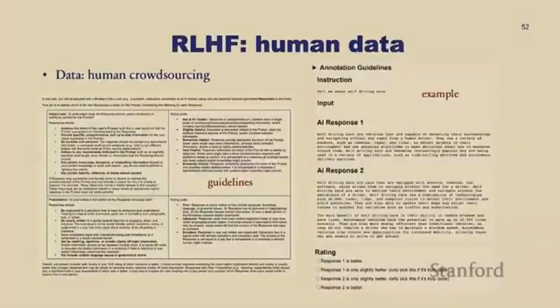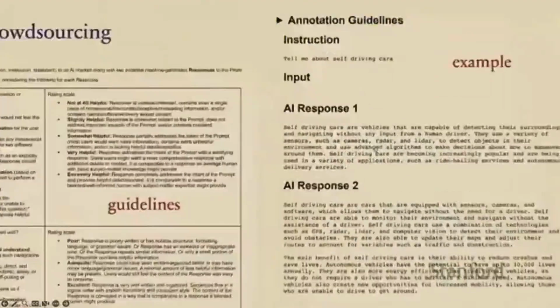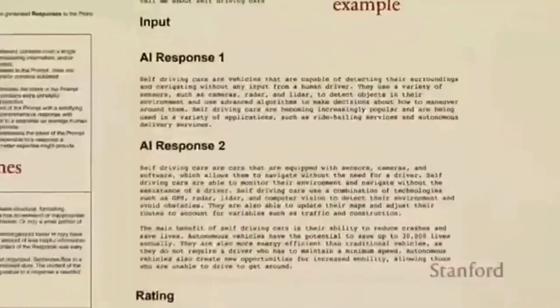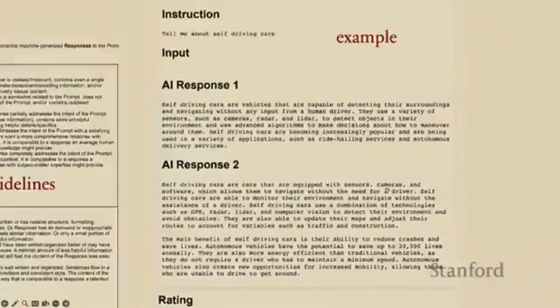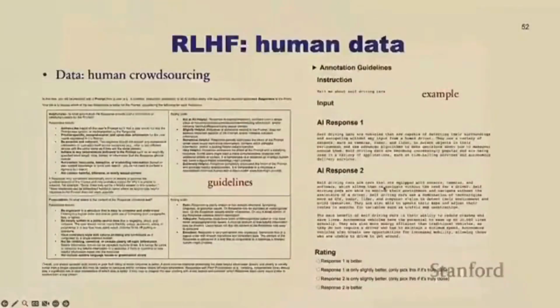Data: the way that you collect that type of data, the first idea is just to use humans, as we already talked about. The guidelines are very complicated for what humans should be labeling, and it's really not that easy. And actually, if you ever do some of the labeling, you will see that it's extremely complicated. If I zoom into this, here I have a question: tell me about self-driving cars. And you read both. Self-driving cars are vehicles that are capable of detecting their surroundings, blah, blah, blah. Self-driving cars are cars that are equipped with sensors, blah, blah, blah, to navigate without the need for a driver. I mean, both seem okay. Which one is better? It's actually hard to say at a glance.